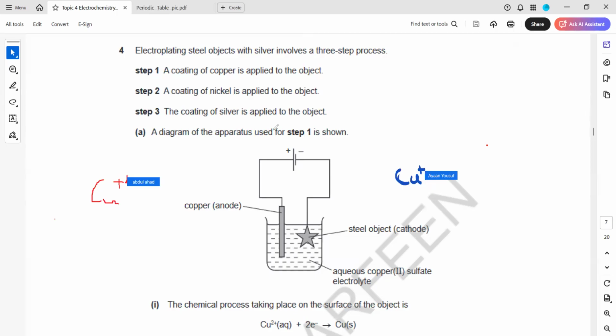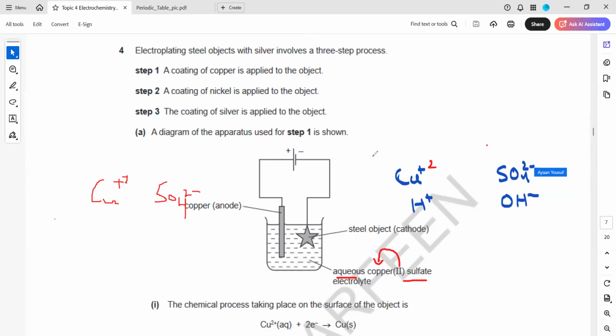It contains copper 2 ion, since copper valency is 2 plus. And it is a sulfate, and this 2 is written here, so this gives you an indication it's copper 2. So it contains copper 2 ion, it contains sulfate ion and it's aqueous. Aqueous means it contains hydrogen ion and hydroxide ion. Now what happened here? This is the same concept.